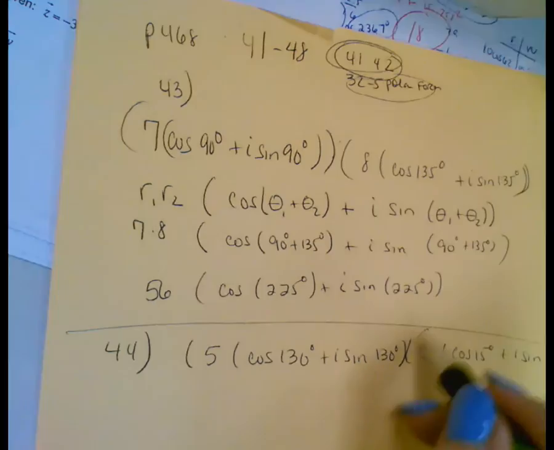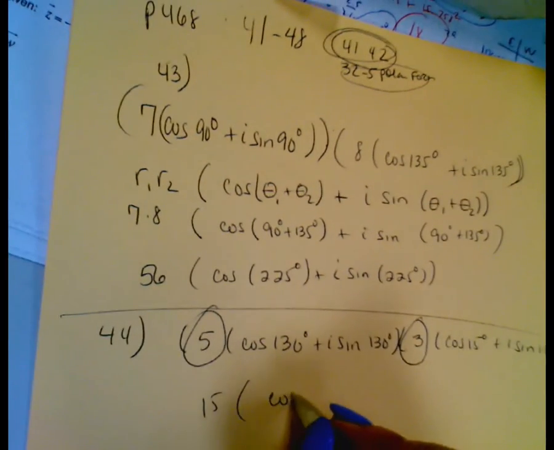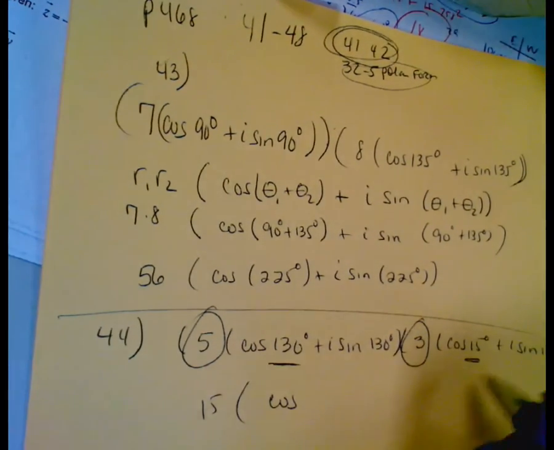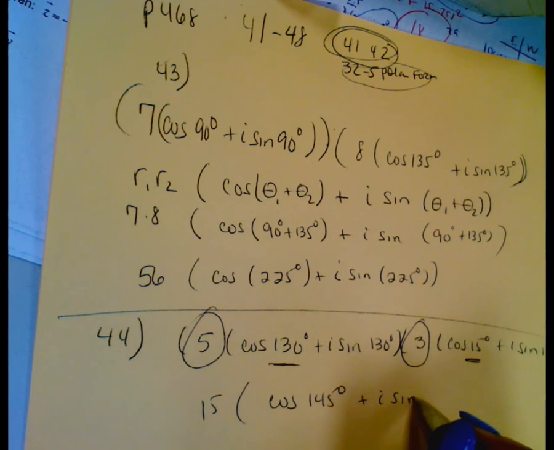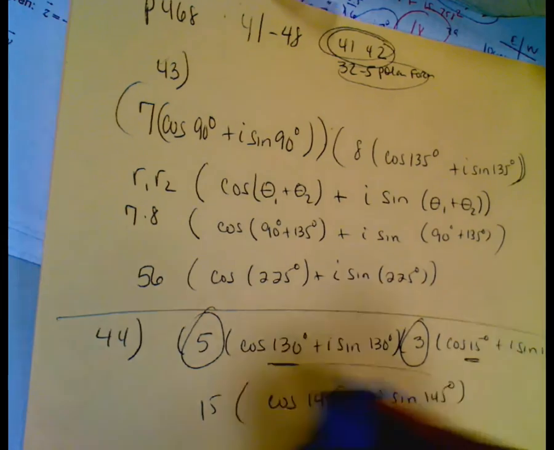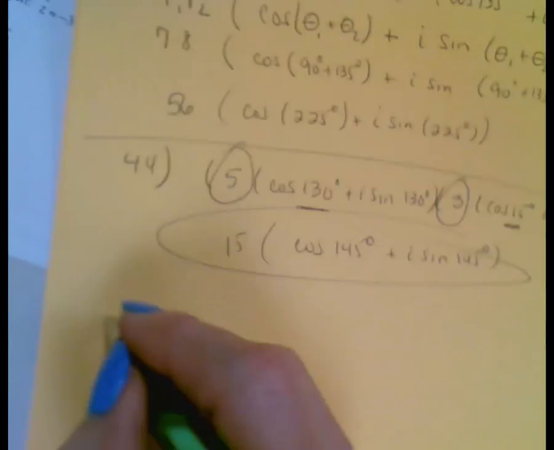So we're going to multiply the numbers out front. So we're going to multiply 3 and 5. That's 15. Then we're going to add the angles, 130 and 15. So that's going to be cosine of 145 plus i sine 145. That's it. 45.